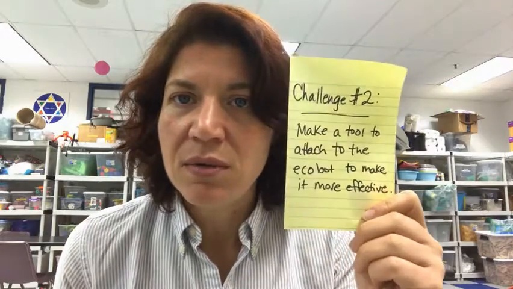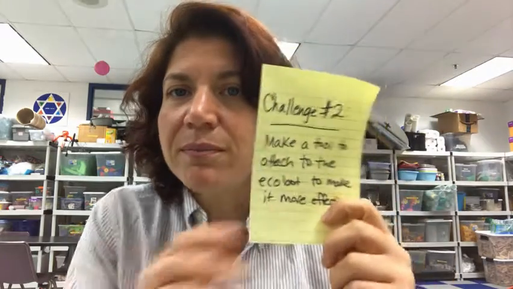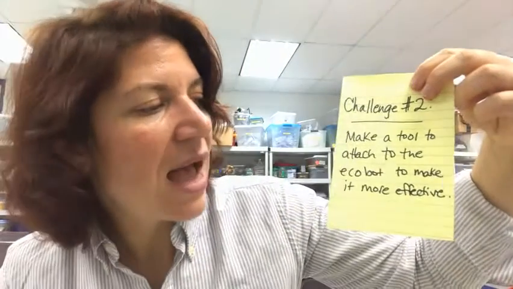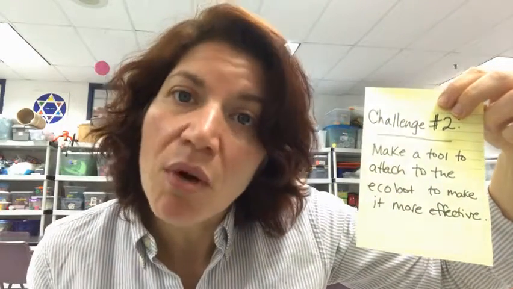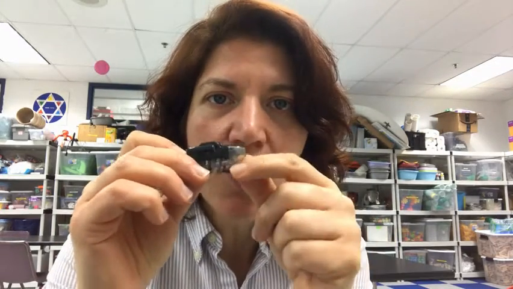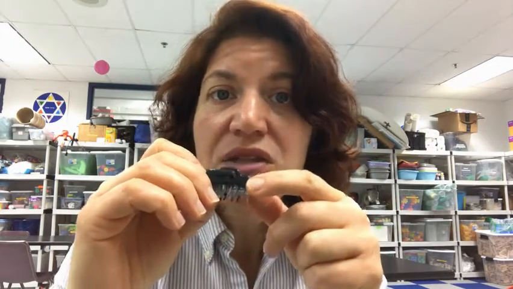Challenge number 2 is to make a tool that you can attach to the ecobot to make it more effective. So, can you build something that you can put over your ecobot to make it a better oil spill cleaner-upper? Maybe something on the front to push things. Maybe it has to do with keeping it on a track. I don't know. You be the inventor.